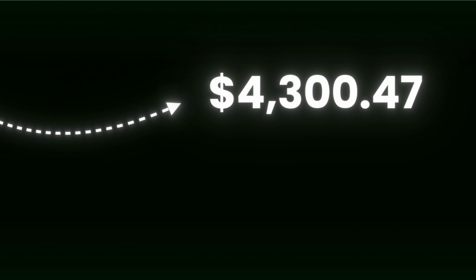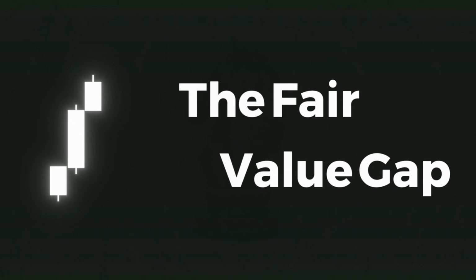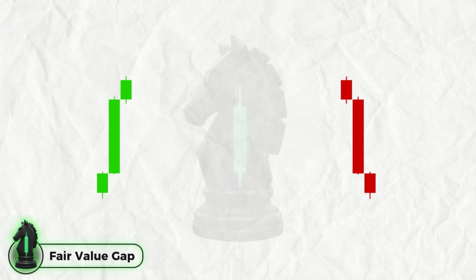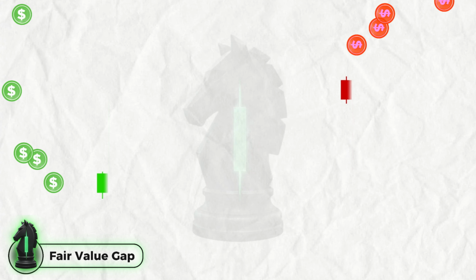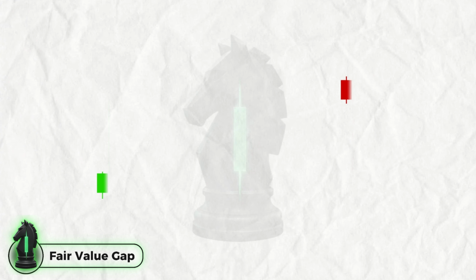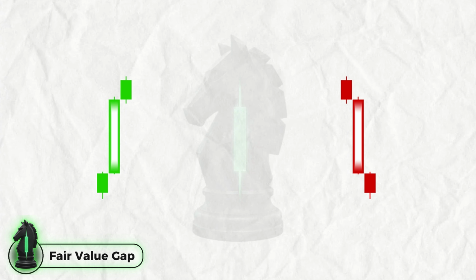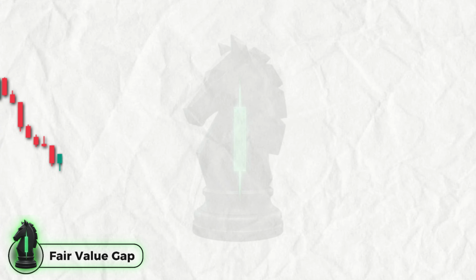To understand how the market delivers price, you must first master the fair value gap. This is a specific three-candlestick pattern that reveals a fundamental flaw in the market's matching engine. When aggressive, institutional volume enters the arena, it creates a one-sided delivery of price where only buyers or only sellers are matched. Look at the sequence.